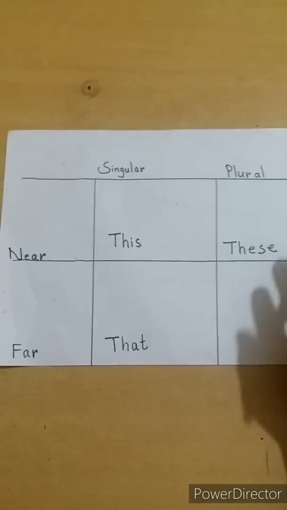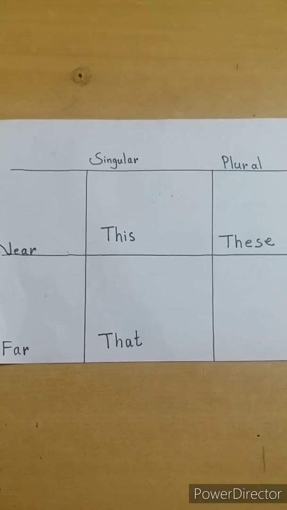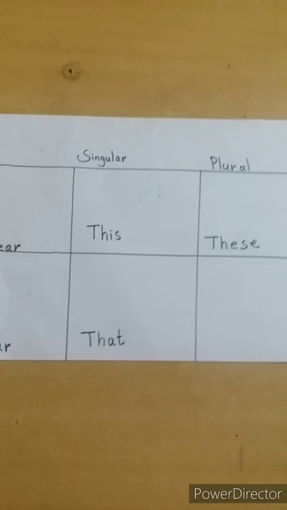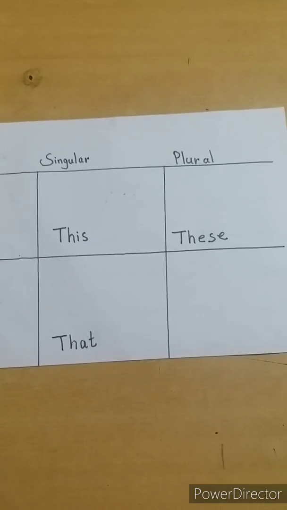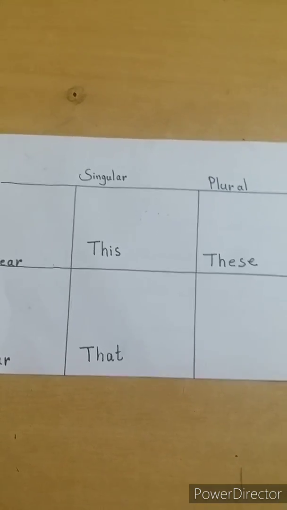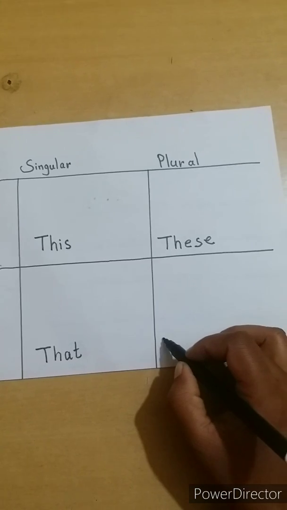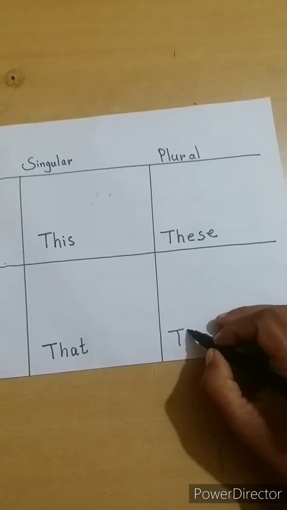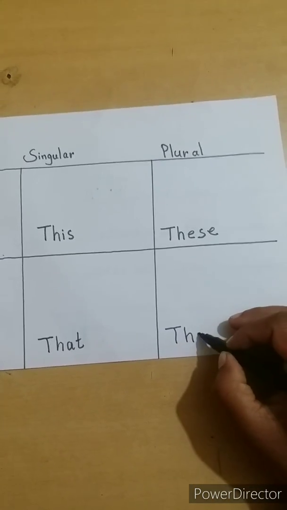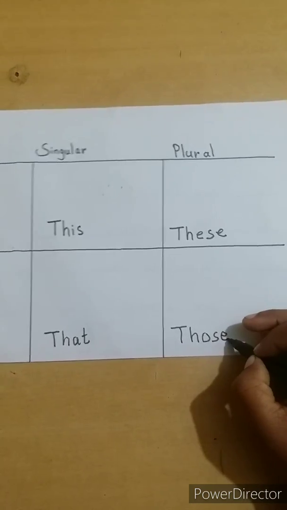These. And if the persons, animals or things are far away from us and the number is more than one, then we will write those. Those.